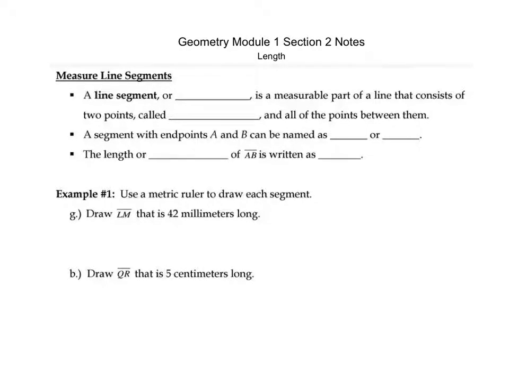In section 2, we are going to start talking about length. So first we're going to talk about line segments. A line segment, or sometimes you'll see it referred to as just a segment, is a measurable part of a line that consists of 2 points, which we call endpoints, and all of the points between them.